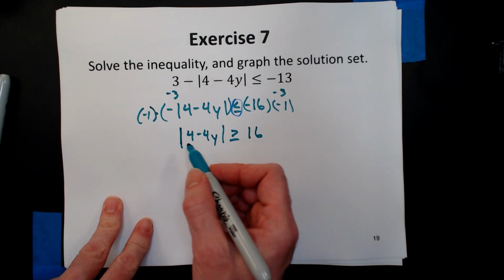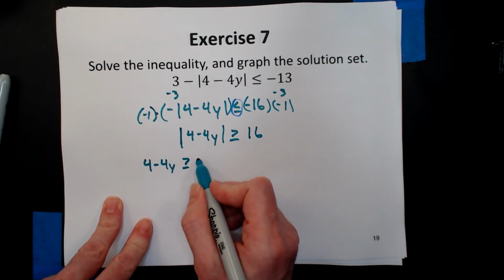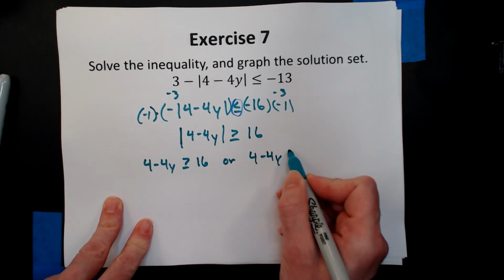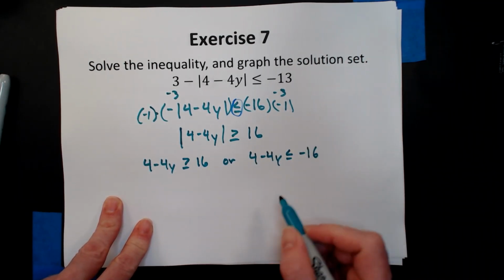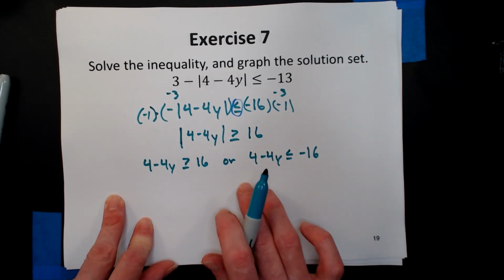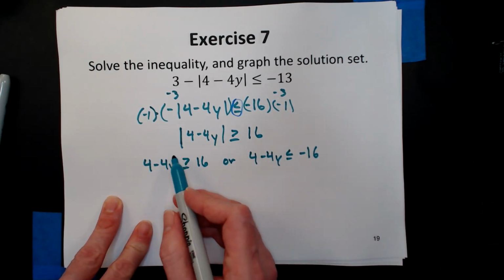So in other words, I'm in a greater than situation. So I'm going to have two situations. I'm going to have 4 minus 4y is greater than or equal to 16, or I'm going to have 4 minus 4y is less than or equal to negative 16. Once again, I have students that would change the sign on the left-hand side of both of these instead of this one. I prefer the right hand. There's only one sign to change.